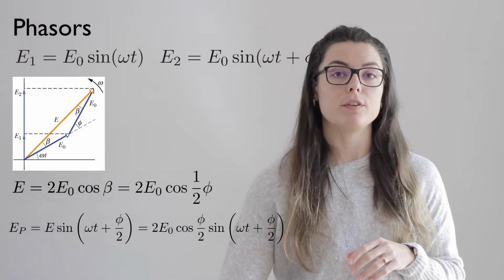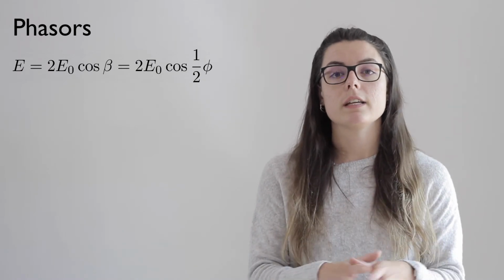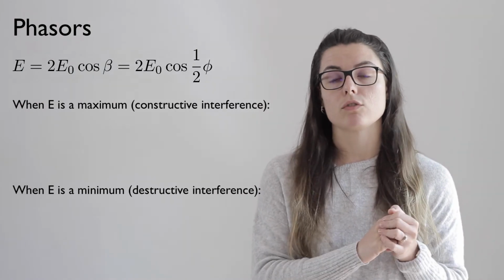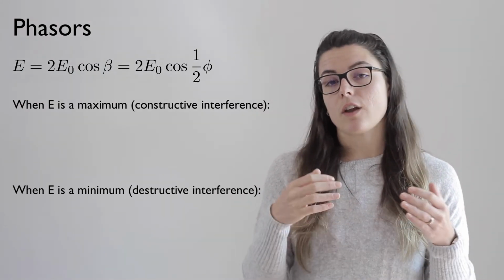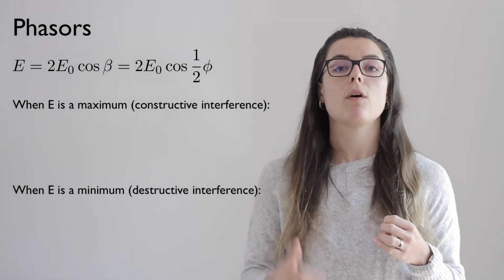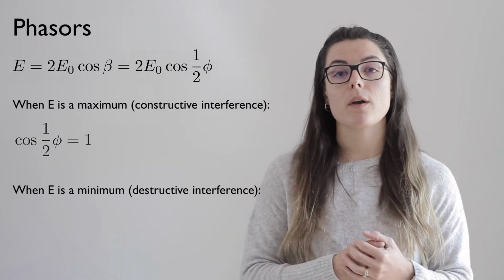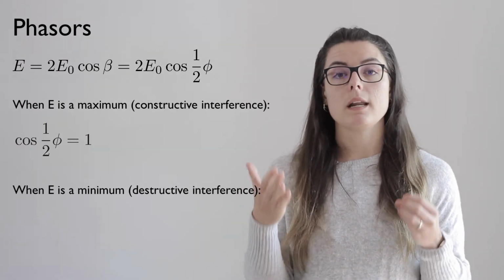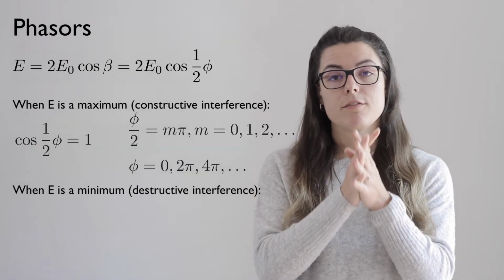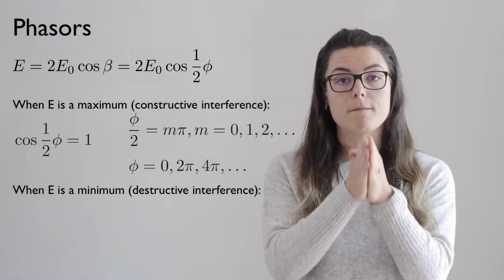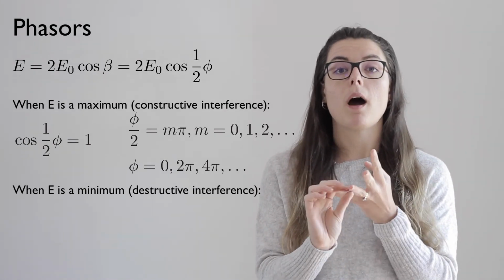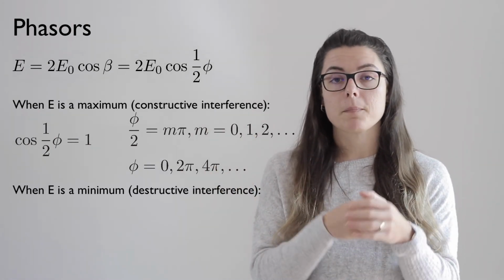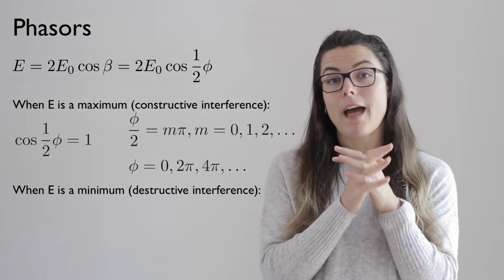So let's have a look at a few examples. Let's have a look firstly at our extremes. When is our resultant going to be a maximum and when is our resultant going to be 0? So this is going to be our constructive interference and our destructive interference. So the maximum is going to occur when cos phi divided by 2 equals 1. And this is going to happen at phase differences of phi equals 0, 2 pi, 4 pi, 6 pi, etc.